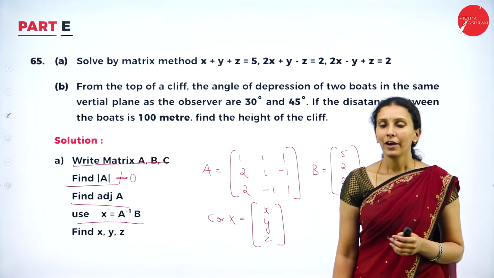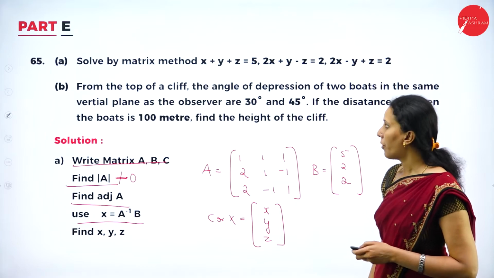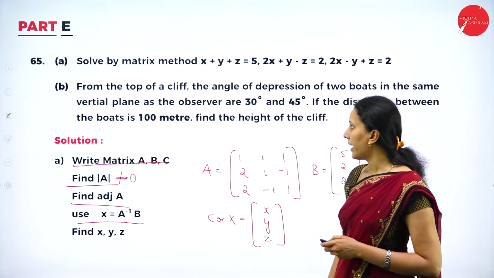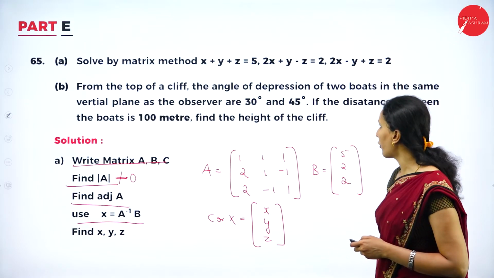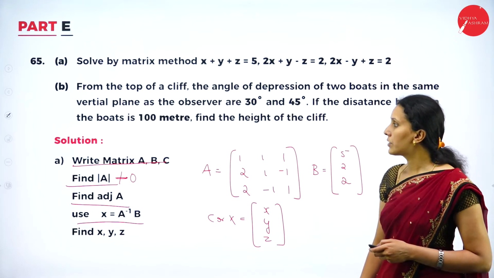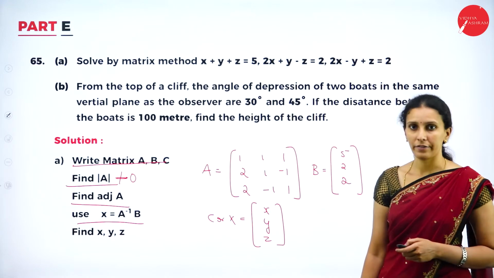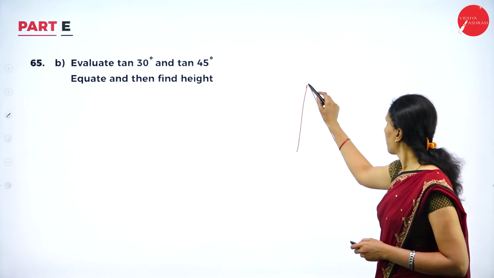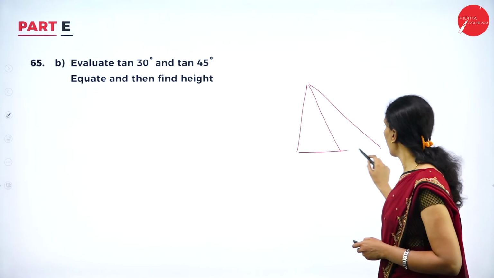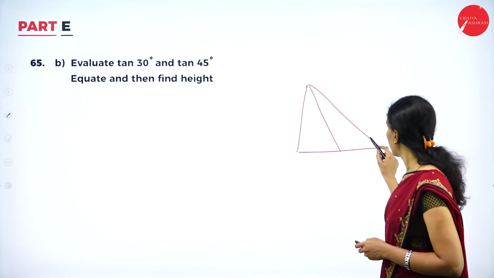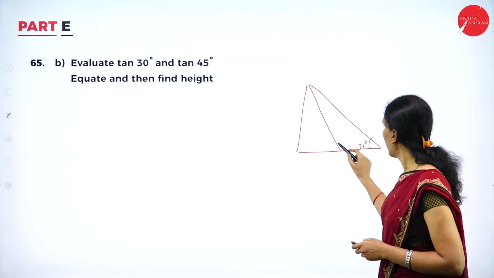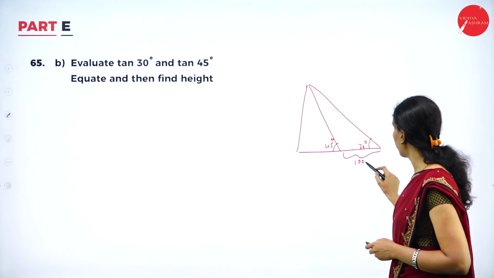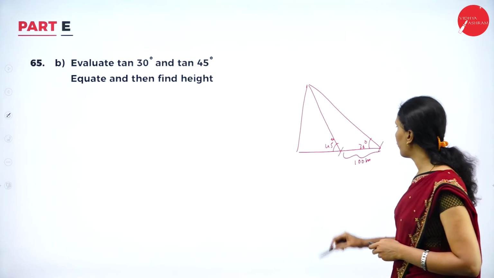Now let's see the second question. From the top of a cliff, the angle of depression of two boats in the same vertical plane as the observer are 30 degree and 45 degree. If the distance between the boats is 100 meter, find the height of the cliff. So here, this is the height of the cliff. So this is the angle of depression. So here we can take this as 30 degree and this as 45 degree, and this distance is given. This is 100 meter. So let me see, we have two boats here.